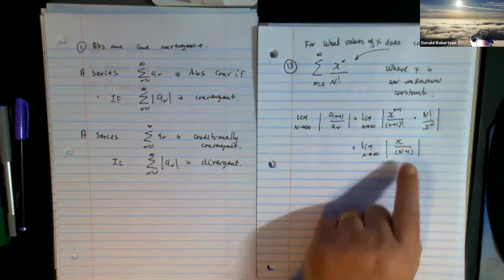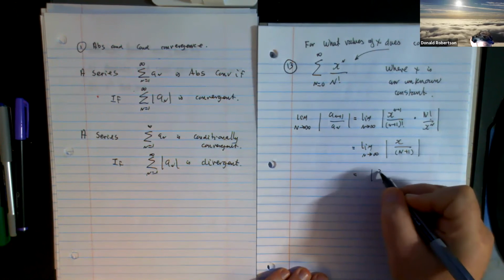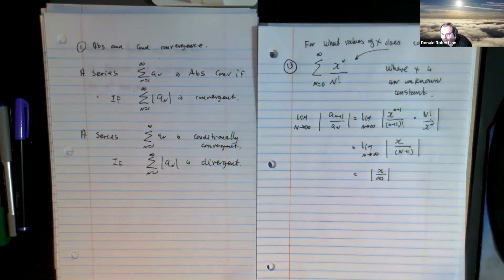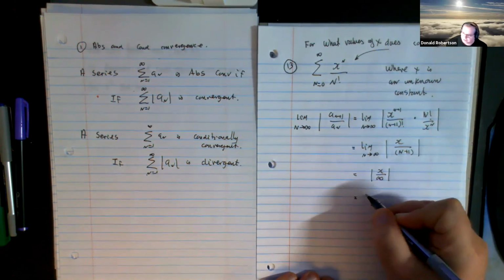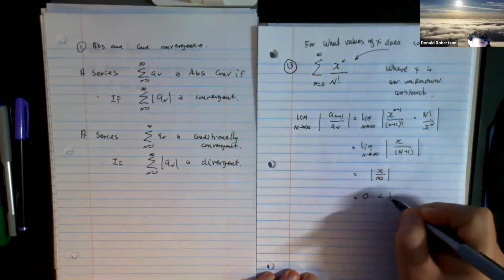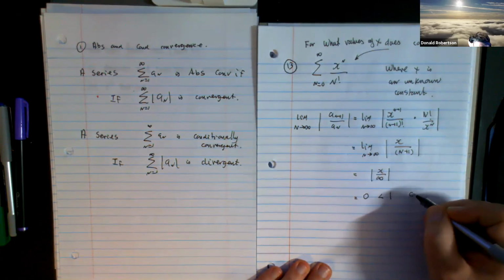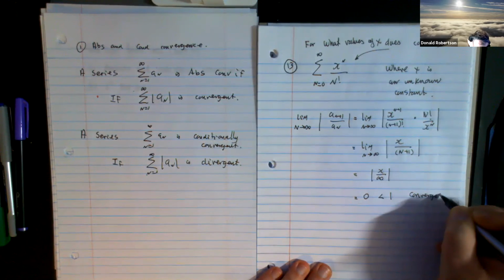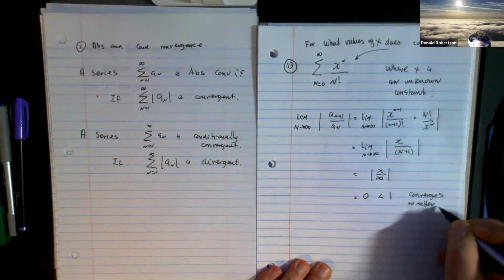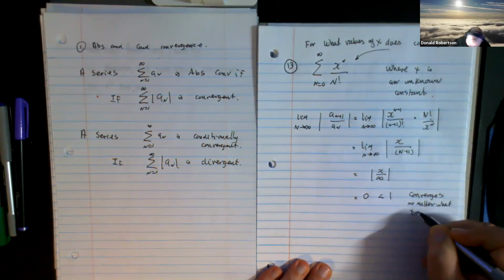Now, let's do a brute force on this. If x is just any old number, right? It could be minus 42, it could be a half, it could be 70 or whatever. Isn't that number over infinity going to get me 0? Would you agree? Now, it's less than 1. So by the ratio test, it converges. And doesn't it converge no matter what x is?